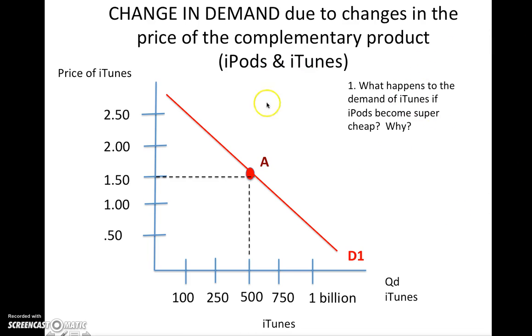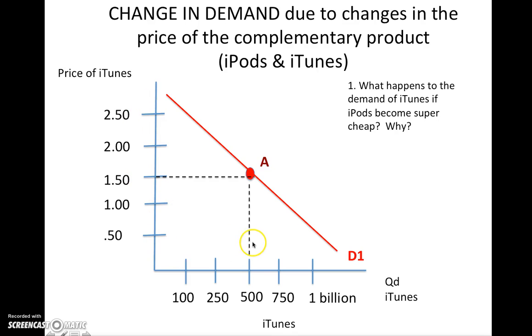So in this example, this is the demand curve or the graph for iTunes, which is a complementary product, something that is used with iPods. So we will look into two separate but related products, iPods and iTunes. This is the demand curve for iTunes. So question number one, what happens to the demand of iTunes if iPods become super cheap? If iPods are cheap, people will buy more iPods, and definitely they will also buy more iTunes.